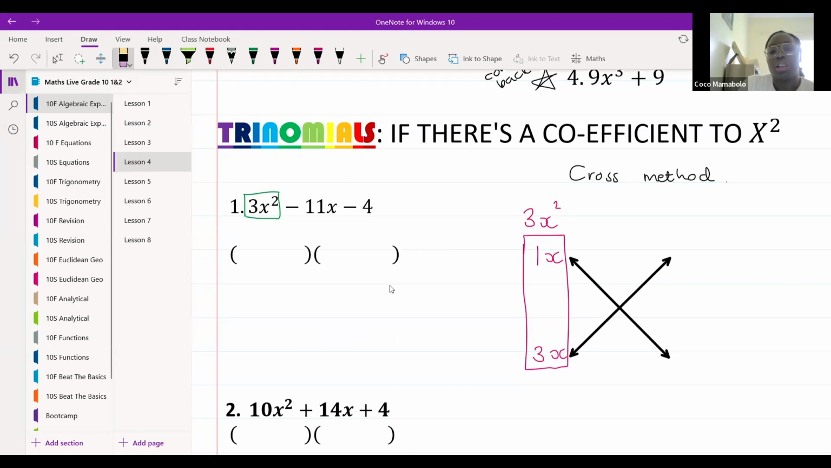So we've got the two factors of 3x squared. Now, on the other side, on this side of my cross, I'm going to look for the factors of 4. What are the factors of 4? Let's think about this. What are the factors of 4, guys?